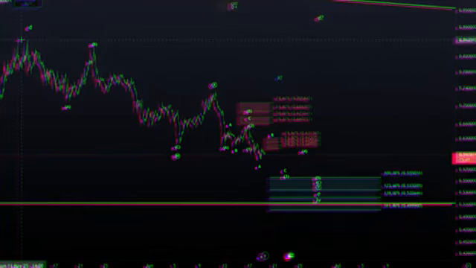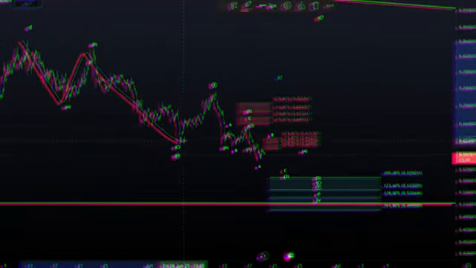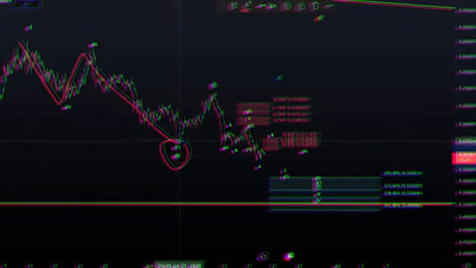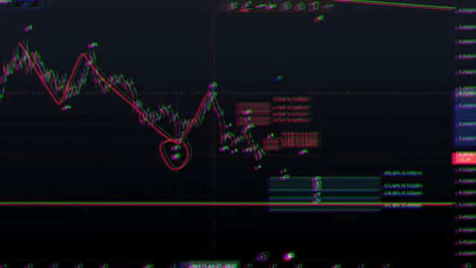What are we tracking? We're tracking an ABC structure in wave W, which bottomed here on the 5th of June. An X wave to the upside, which topped on the 11th of June. There's absolutely no change there. And then the C wave of Y to the downside could be unfolding.